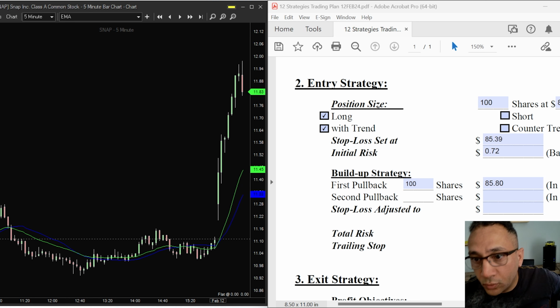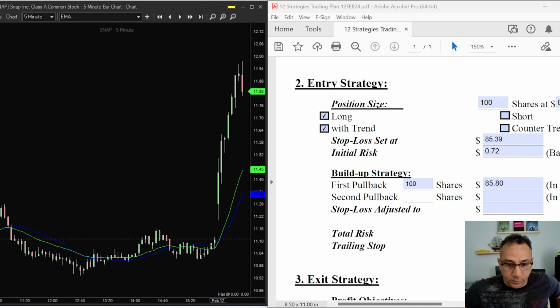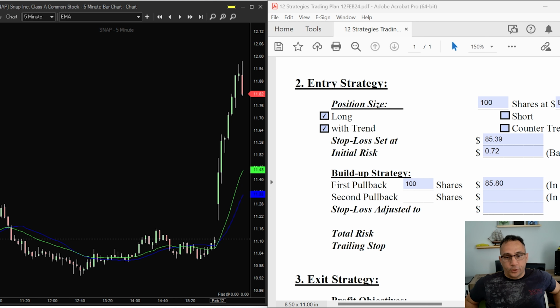All right. We got out of Snap with a profit, decent profit actually. 42 cents per share for an $11 share, you're making 42 cents per share. So you're making almost 4% in the last 15 minutes. So that's a great trade right there.